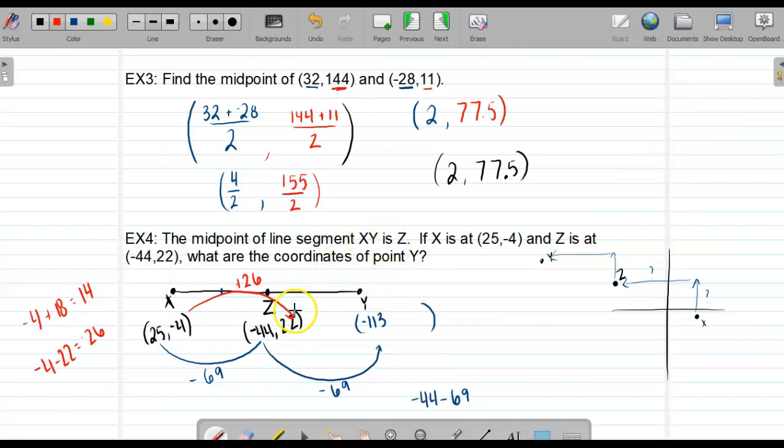So if we're going to go from here over to here, we could add 26, and so 22 plus 26 is going to give us 48. So, 48. Our answer here is that the point would be at negative 113, 48.